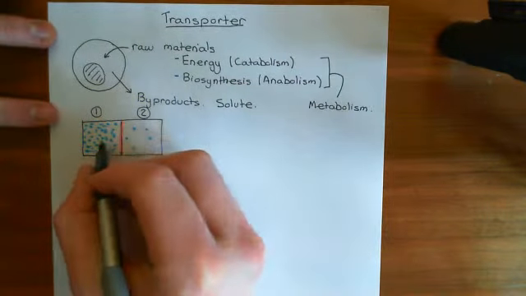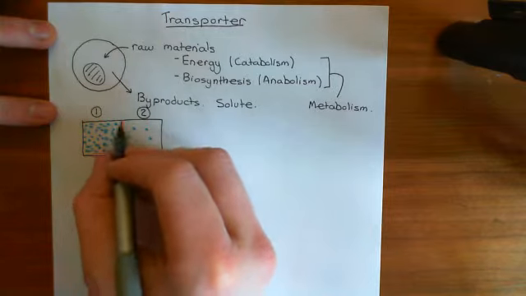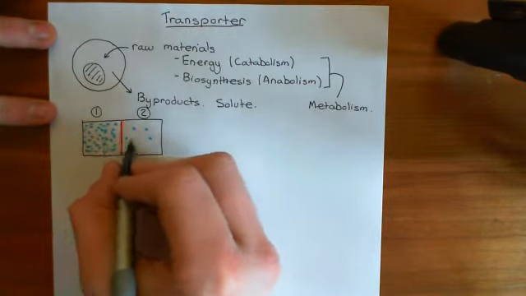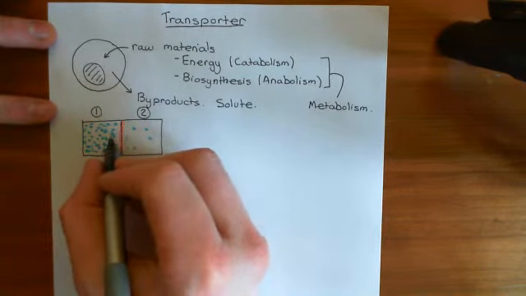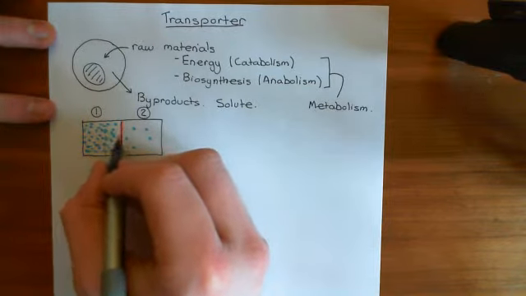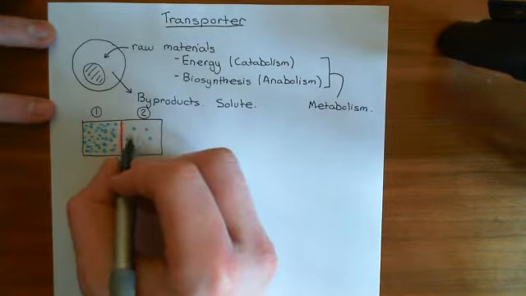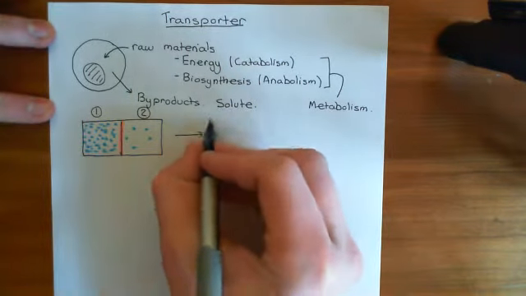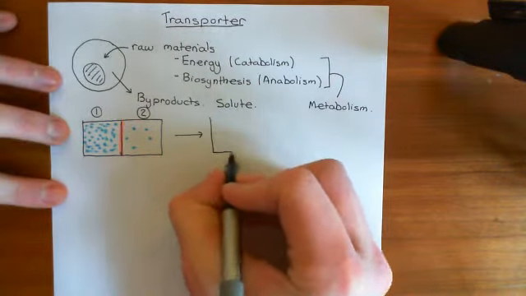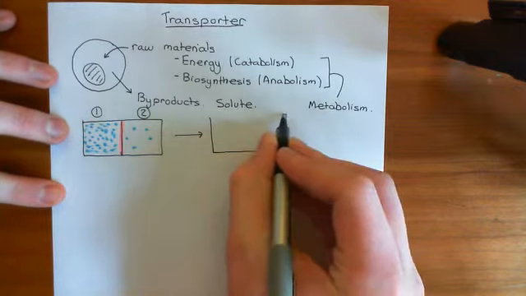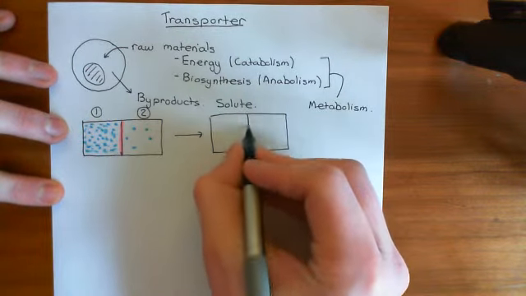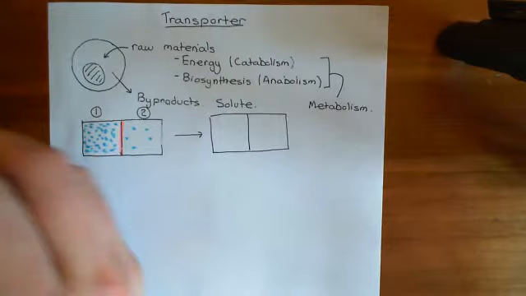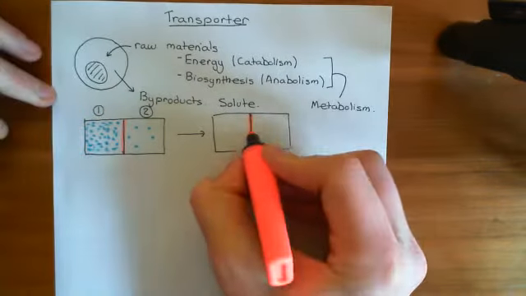Okay, then basically we all know that if this membrane is permeable to the solute, i.e. if the solute can somehow get across the membrane into the other compartment, what will happen is that over time these two concentrations will equilibrate, basically. Okay, like so. So you'll end up with a roughly equal concentration in each of those two compartments.